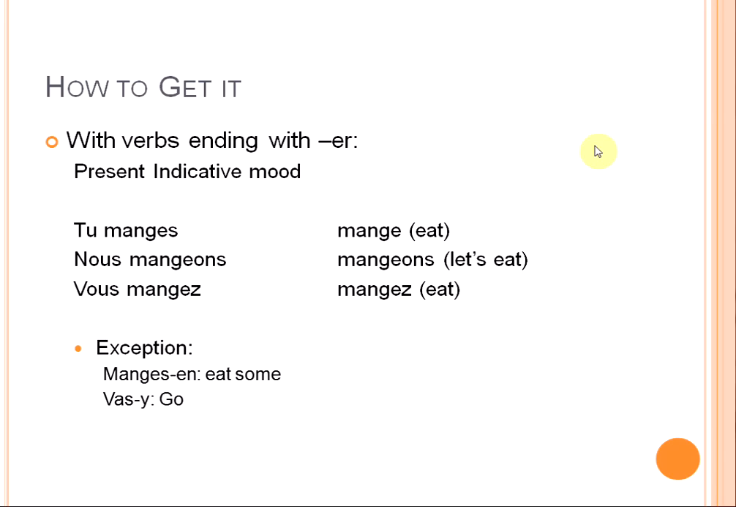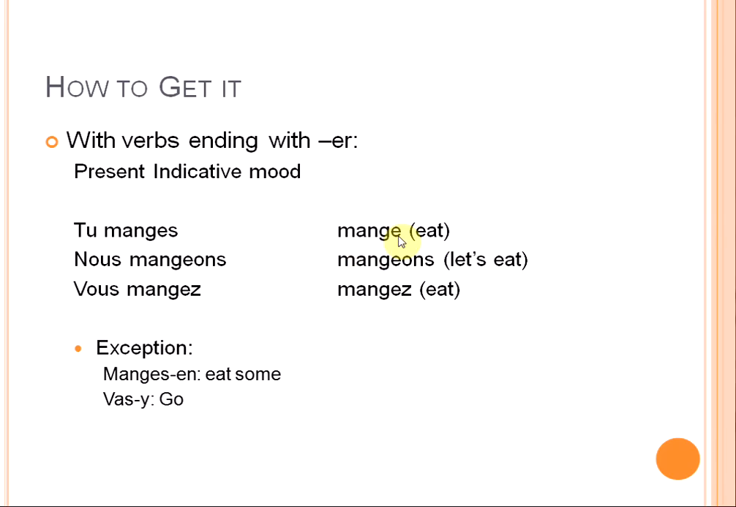How do you get it now in French? First, with verbs ending with er, the first group of verbs in French, you need the present tense of the indicative mood, only three forms of this present tense. We are going to take here as an example the verb to eat, manger. So we have tu manges, you eat, nous mangeons, we eat, vous mangez, you eat, the plural or formal expression. Because it's the imperative, we don't need the pronoun tu, nous or vous, and we get here mange, mangeons, mangez.